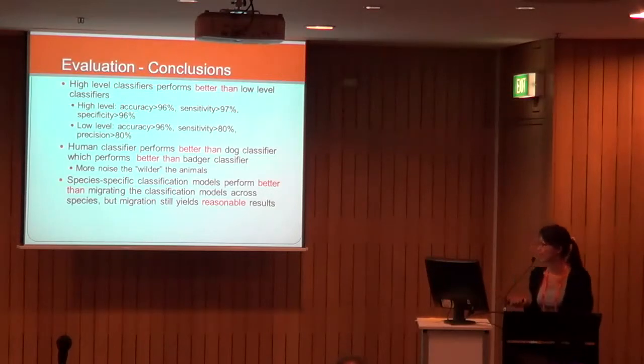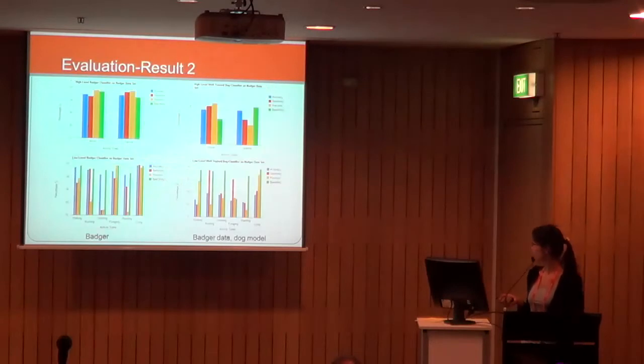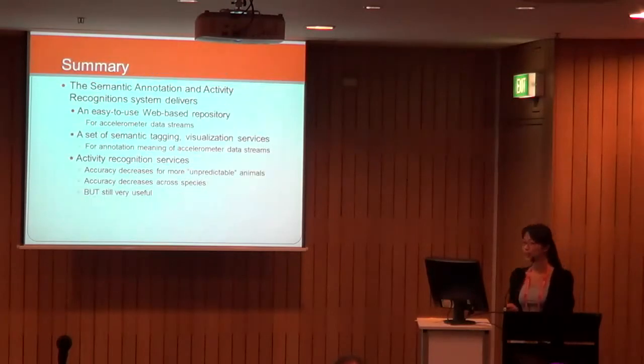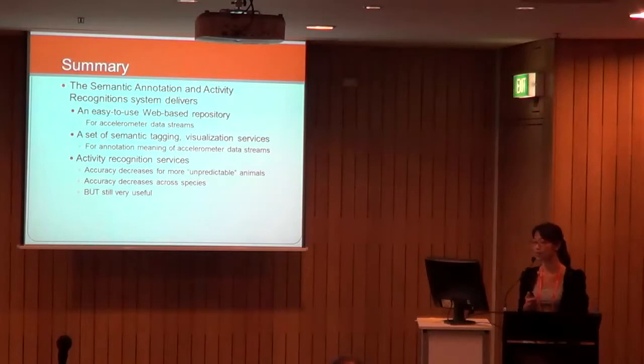And we also get this third conclusion, that the species-specific classification model performs better than migrating the classification models across species, but migration still yields reasonable results. I think the performance is around more than 80%, so it's quite reasonable. So in summary, in this study we developed a semantic adaptation and activity recognition system which delivers an easy-to-use web-based repository, a set of semantic tagging and visualization tools, and an activity recognition system.